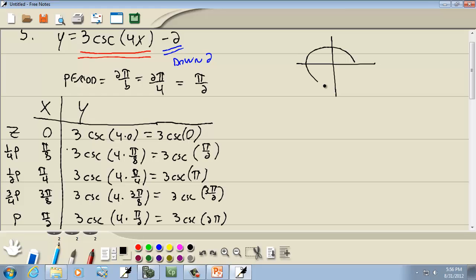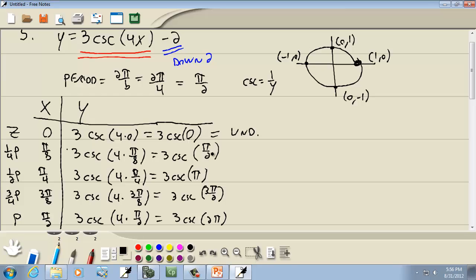Okay, here's our unit circle. We got our point here, which is 0, 1. Got one here, which is 0, 1. We got one here, which is negative 1, 0. And one here, which is 0, negative 1. And cosecant is 1 over y. Okay, so let's see what we got. Here's 0. Cosecant is 1 over y. Y is 0, so we got 1 over 0, so this is undefined.